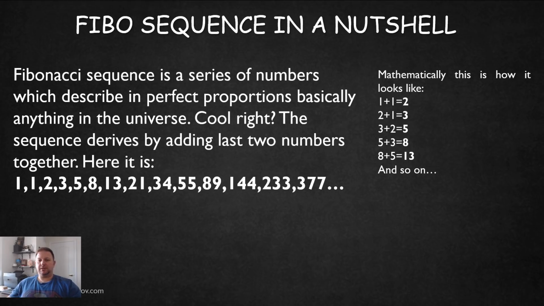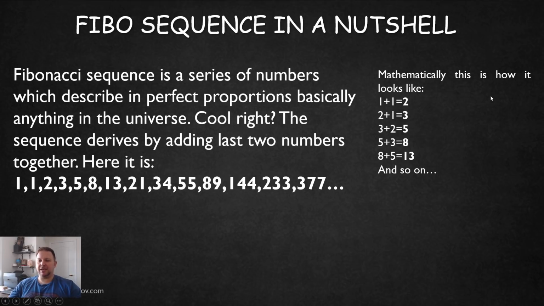Fibonacci sequence in a nutshell. The Fibonacci sequence is a series of numbers which describe in perfect proportions basically anything in the universe. That's pretty cool, right? The sequence derives by adding the last two numbers together. 1 plus 1 would be 2, 1 plus 2 would be 3, 2 plus 3 would be 5, 3 plus 5, 8, then 13, 21, 34, 55, 89, and so on.